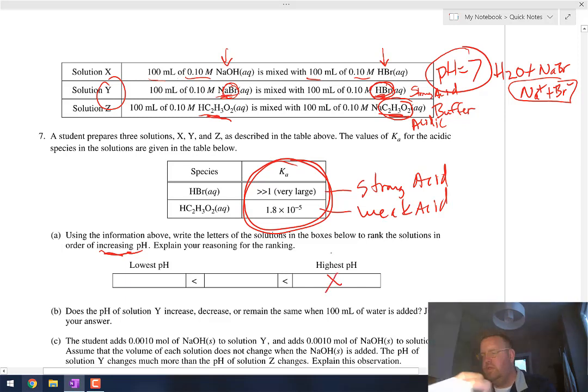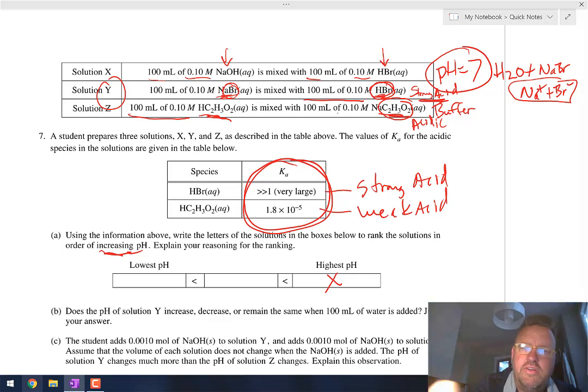So now it's just which one is more acidic, which one produces more hydrogen ions is really what you should be thinking here. And certainly a strong acid with the same volume and concentration as a weak acid is going to produce way more hydrogen ions than a weak acid buffer solution is. So therefore the lowest pH is going to be solution Y. And then obviously the one in the middle that's still acidic, that's a buffer solution, is Z.